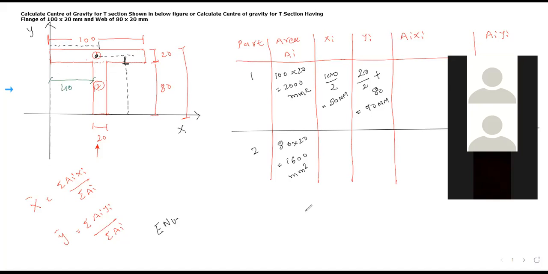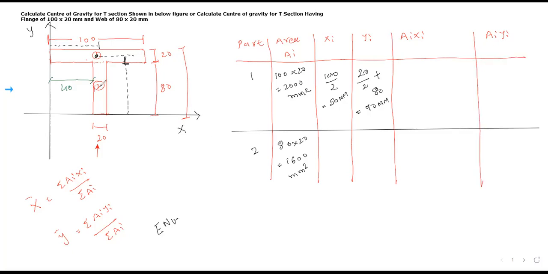Is it clear? So to calculate x for this element, suppose the center of the second part is at this point. From this point to this point, that is nothing but your x. That is nothing but 20 by 2 plus 40. Yes or no? X for part 2, 20 by 2 plus 40. So you will get 50 mm. Okay, fine. Similarly, from this center to this distance, that is nothing but your y. That is nothing but 80 by 2, because your depth is 80. I hope all of you are able to understand.